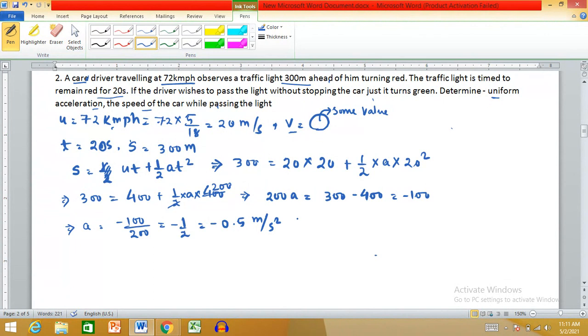See, this is the uniform acceleration and it is negative. That means the driver must have applied the brake. So that is the retardation, which is equal to 0.5. Never get confused between acceleration and retardation. They are the same thing, but negative acceleration is called retardation.